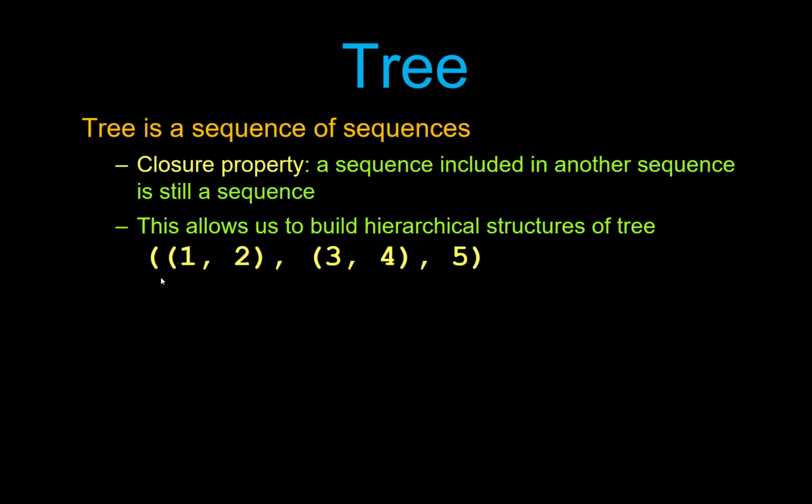For example, you have this sequence. The length of the sequence is 3, that is, 3 items. The first item is yet another sequence. It contains 1 and 2. And the second item is yet another sequence, and it has 3 and 4. And the third item has the singleton 5. So this is a tree with 3 children, and this child itself is another tree.